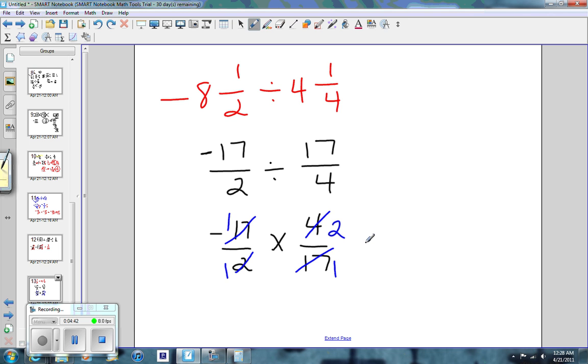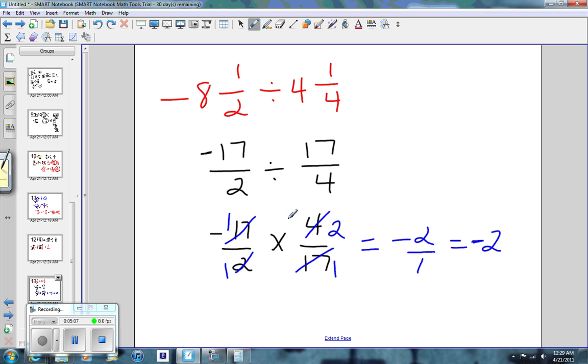There we go. So I have a negative times a positive. So I know the answer is going to be negative. 1 times 2 is 2. 1 times 1 is 1. You don't have to write that, but you could. The answer is -2/1, or just simply -2. Most people would not put the over 1 part there. And that's the answer to that.